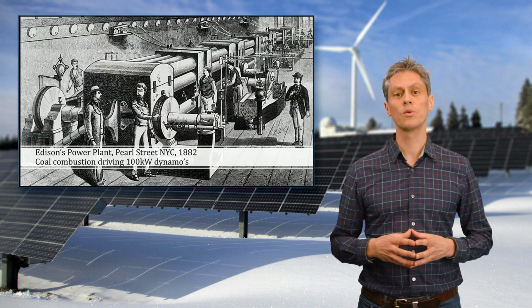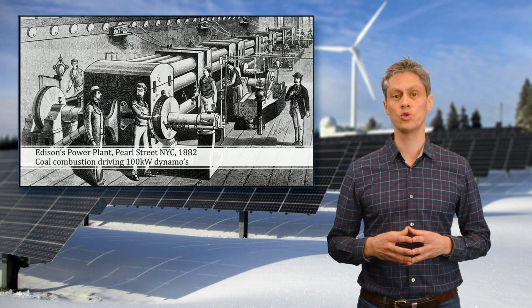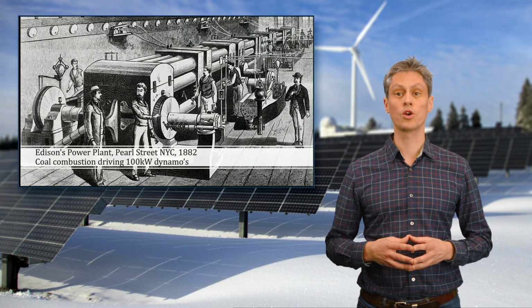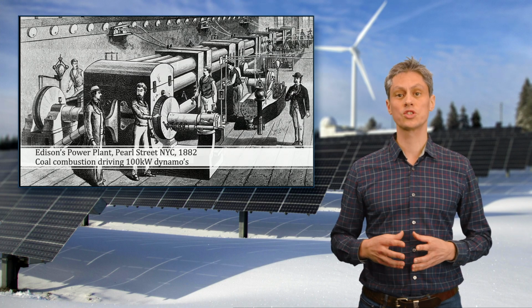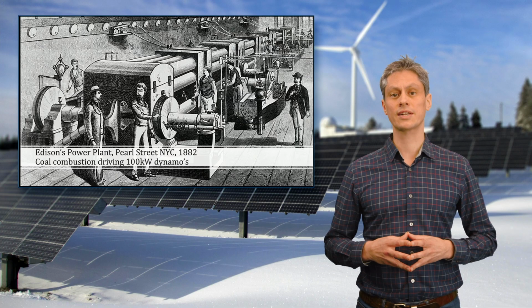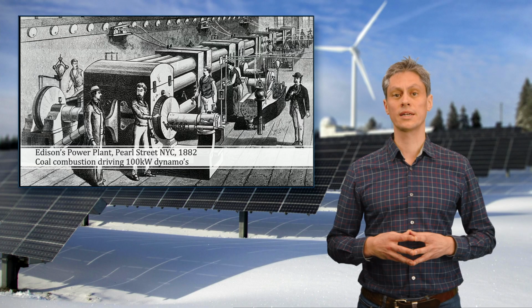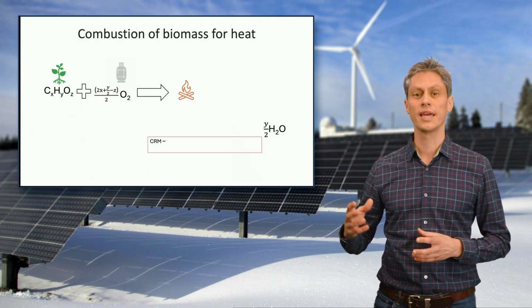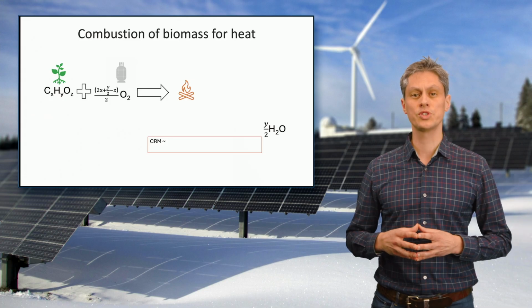Edison's power plant was commissioned in 1882 on Pearl Street, New York City, to provide electricity to a community. In this process, the combustion of coal, a fossilized biofuel, is driving electric power generation through 100 kilowatt dynamos. The first step in this process is the combustion of coal to produce heat.